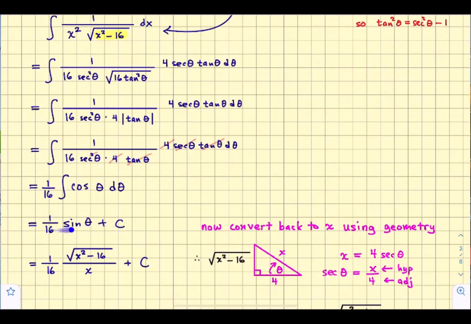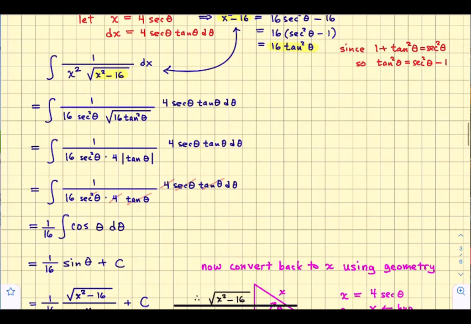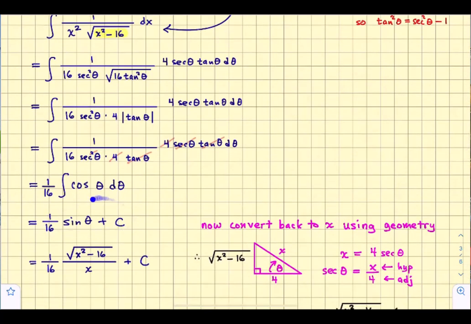It's very tempting to stop here, but you just need to peek up here. If we started in the x variable, we should finish in the x variable. So now we need to draw our triangle, use our substitution, and fill out the parts of our triangle. We knew that x was 4 secant theta, so secant theta is x over 4. That means the hypotenuse in the triangle is x. The adjacent side must be 4.